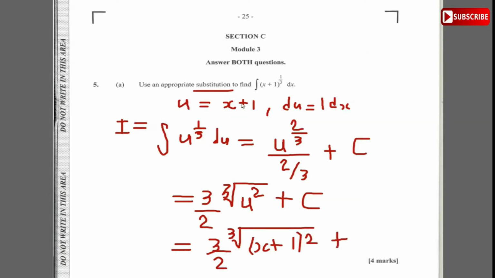I don't know why we needed to do substitution. We could have just added 1 to the power. Well, whatever, we did it.